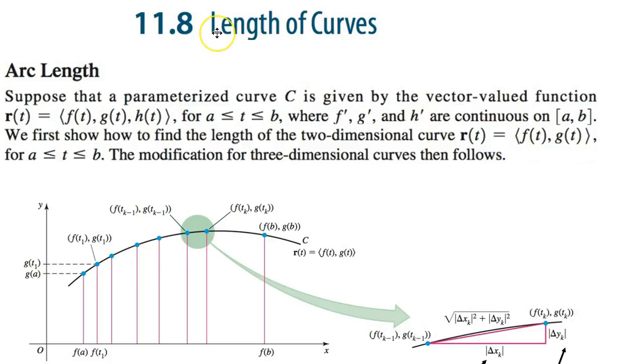Hey guys, this is the last section of chapter 11 we're going to study, and this is talking about arc length of vector valued functions. So we've got a vector valued function, and we're going to zoom in here on a section between the k minus first and the kth iteration of t, the different values of t that we're given.